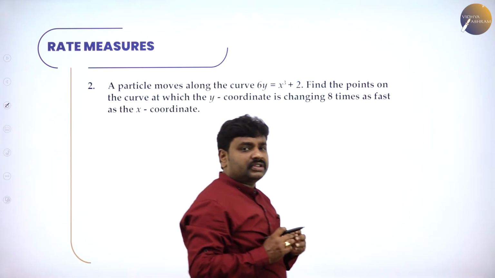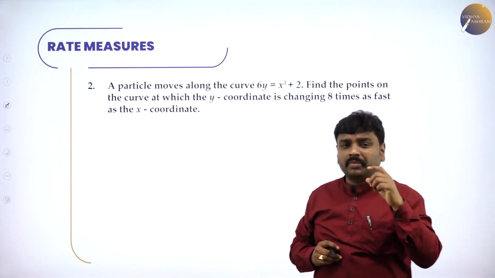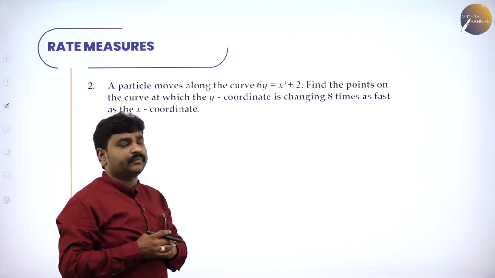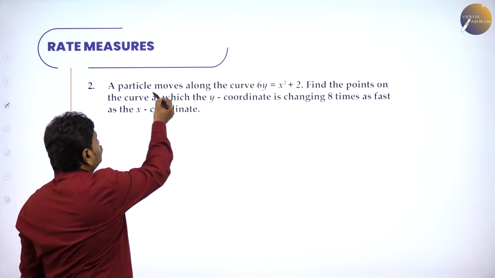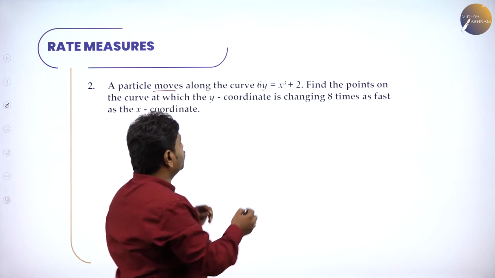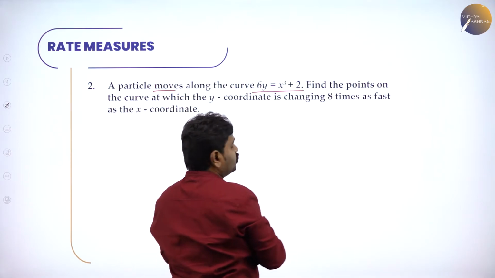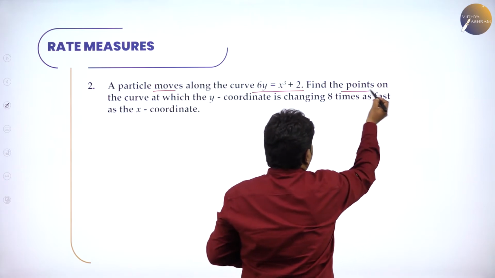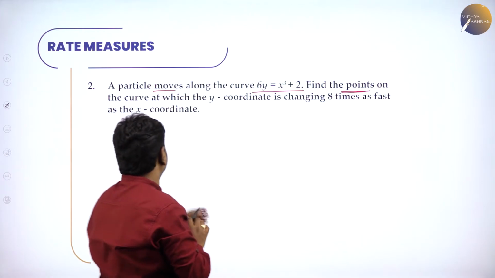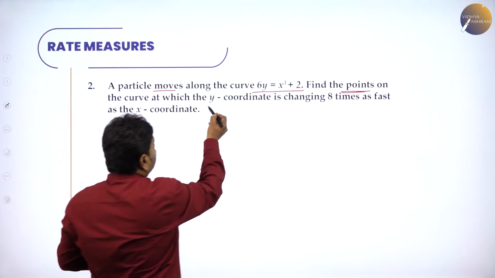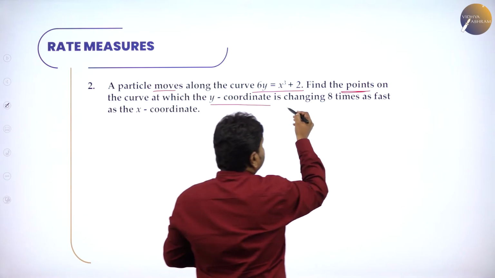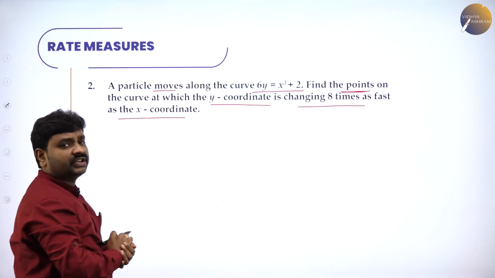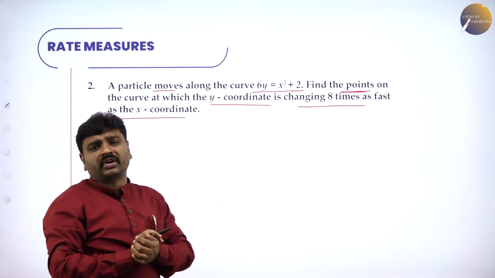So we are done with circle problems, cone problems, cube problems. Now they'll give problems on motion of a particle. So now they told a particle moves along a curve 6y is equal to x cube plus 2. They gave the curve equation also. Find the point. They are asking you to find what? Point. Find the point on the curve at which the y coordinate is changing 8 times as fast as the x coordinate.